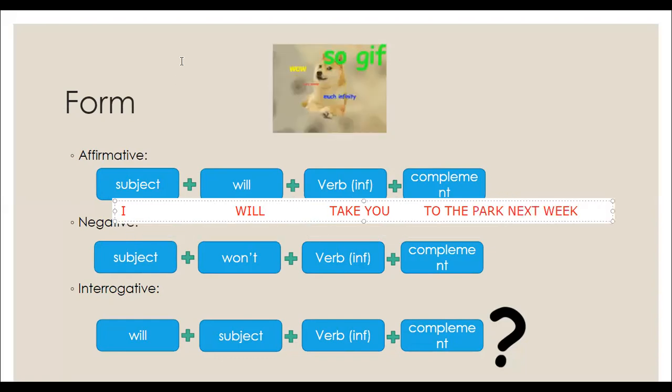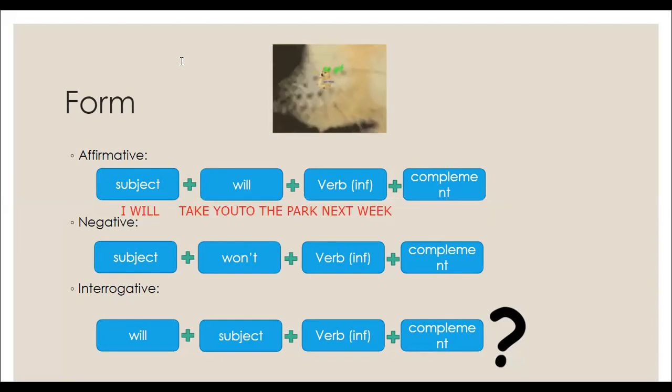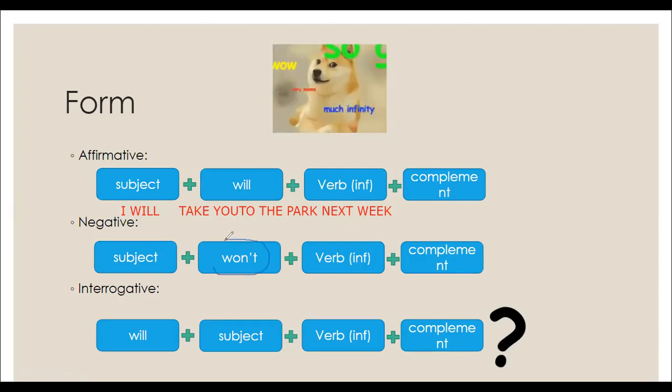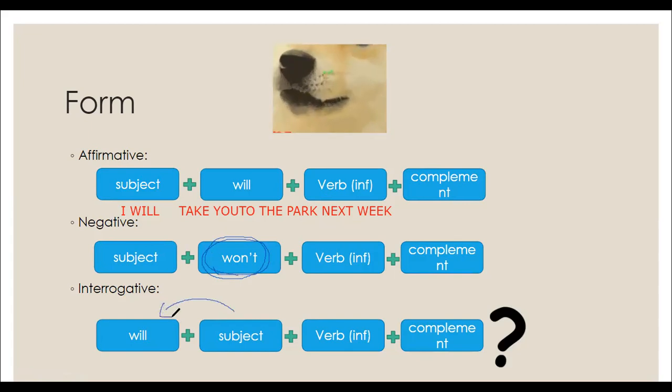So this is a little girl and her dad. Daddy, when are we going to the park? I promise I'll take you to the park next week. Negative is won't. And the interrogative, obviously, we do the same. We change the positions. Will you take me to the party next Saturday? All right. Yeah. Let's go.